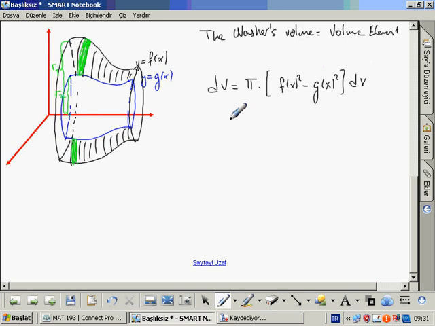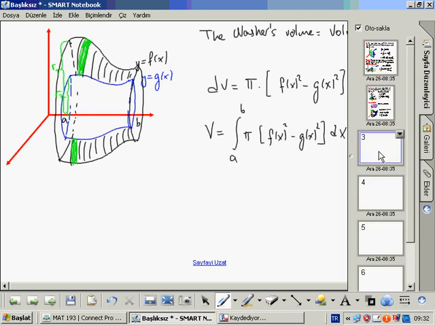So the volume is an integral. For example, this part is A and this part is B, and the volume is the integral from A to B of pi times f of x squared minus g of x squared, del x. And let me give you an example.